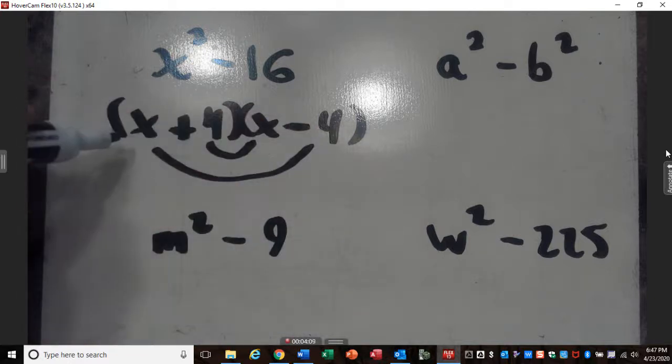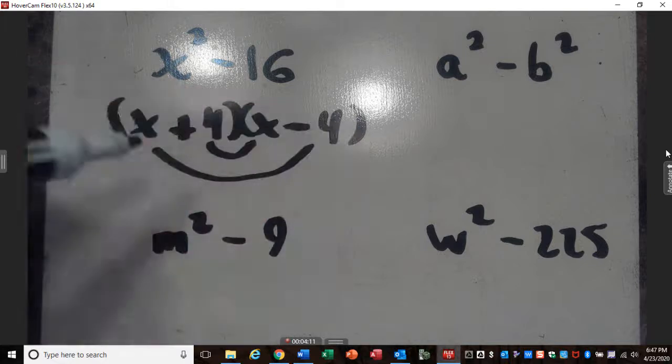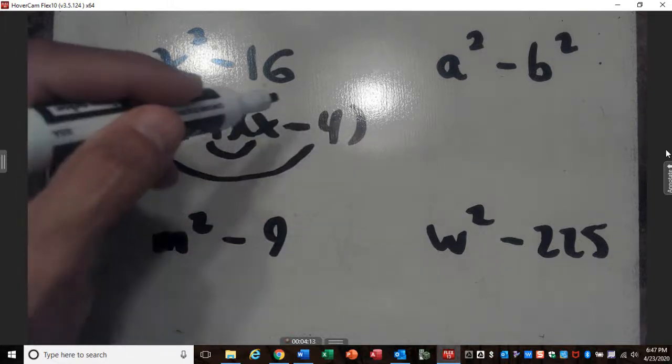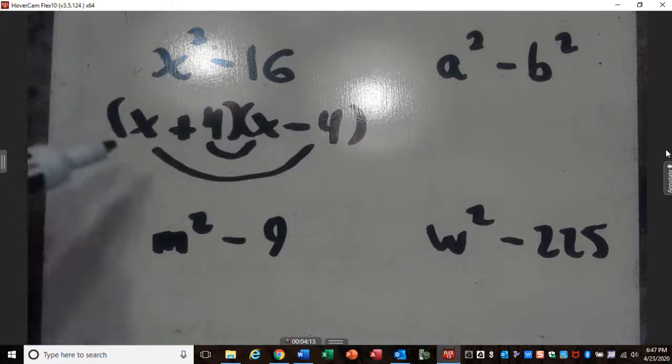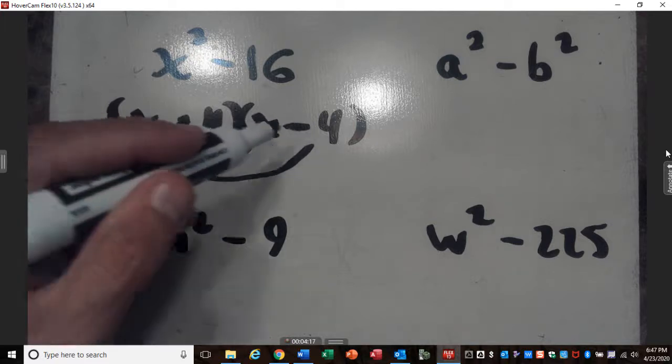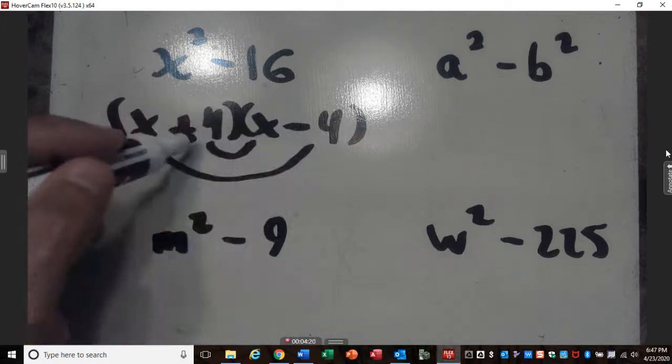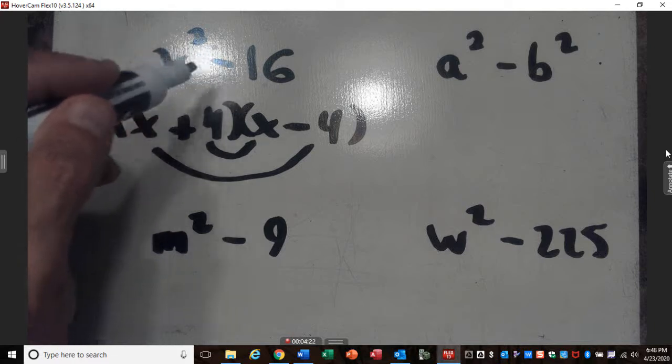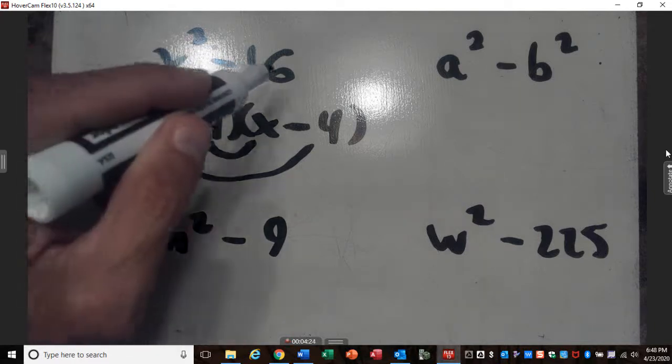So we know that this is our answer, x plus 4, x minus 4. You could also put x minus 4 first and then x plus 4. That's fine. But make sure your signs are opposite each other. If they're the same signs, that's going to give you a linear term right in the middle here. We don't have a linear term. We have a quadratic and a constant.